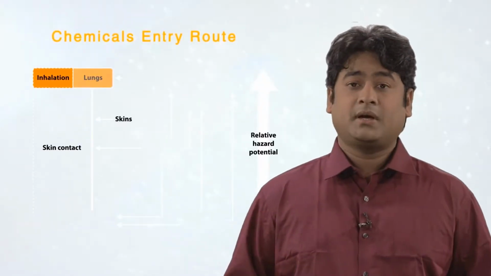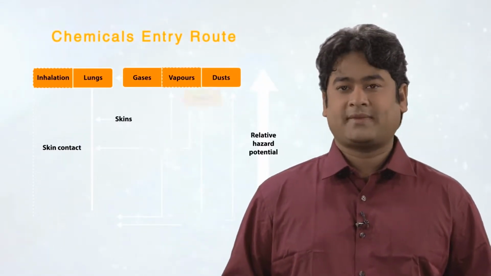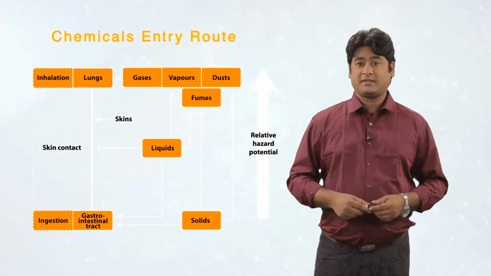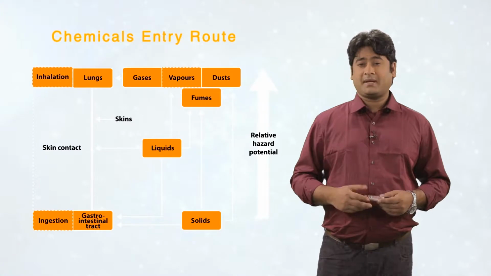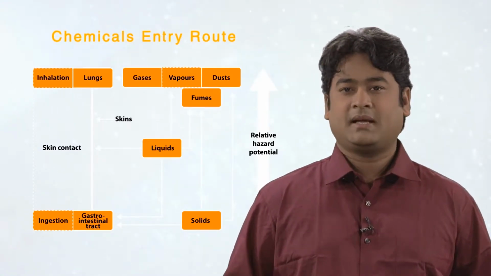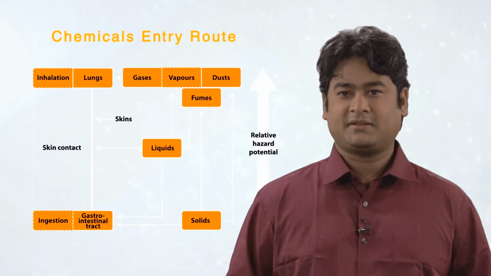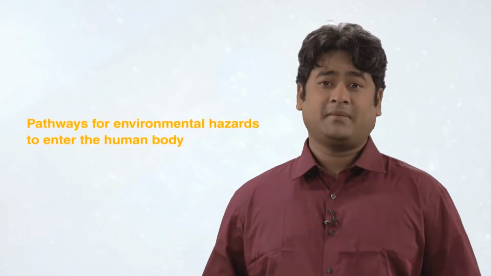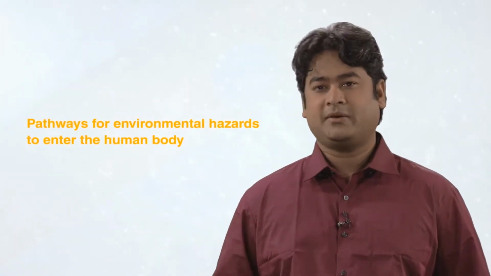The entry route is also heavily influenced by the state of the chemical. If the chemical is in liquid form with higher volatility, the possible entry route may be inhalation. If the chemical is in gaseous form, the possible entry route may also be inhalation. As you can see from this flow diagram, if we irresponsibly discharge chemicals into the environment, ultimately it comes back to the human body.